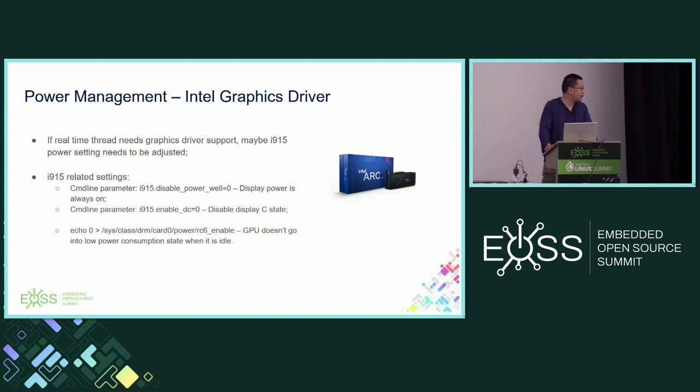Last parameter is i915 RC6. This is not a command line parameter, it's a sys interface. We could disable RC6 if there is this interface. By disabling this, the Intel GPU doesn't go into deep sleep mode. The performance will be better. Of course, it needs more current drain.